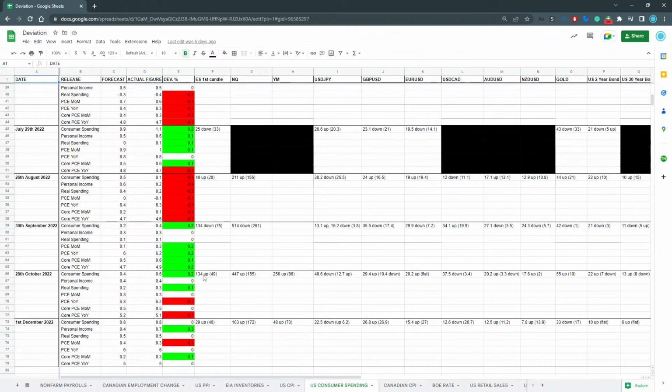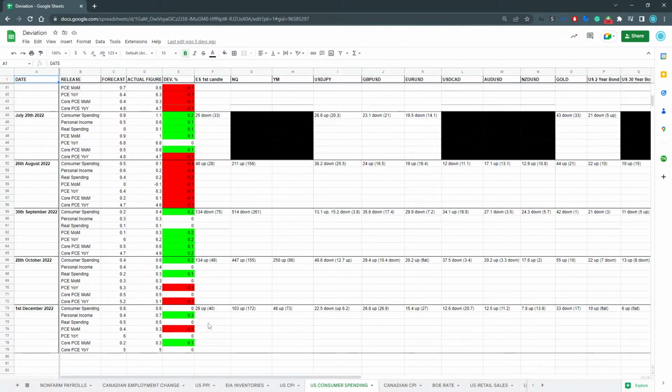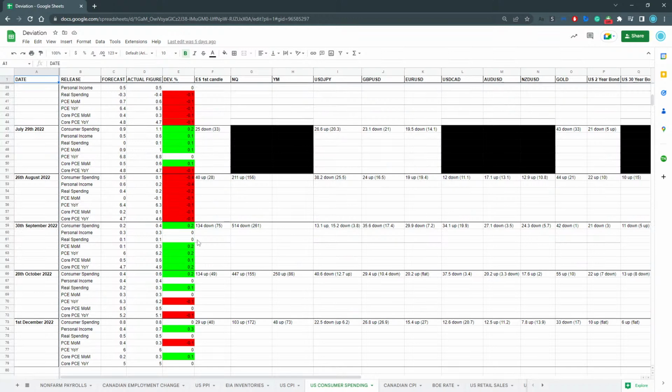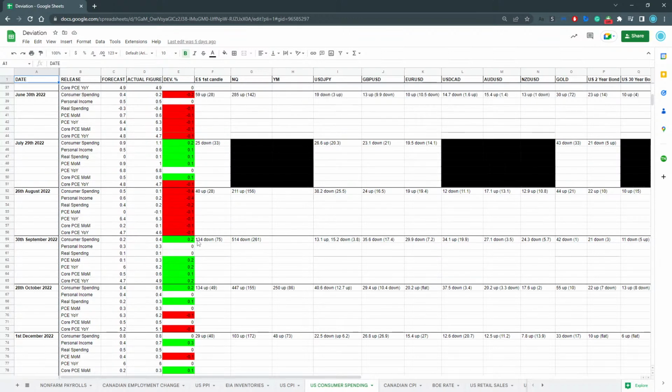So this is what I want to show here. When you have more of a mixed picture, or mixed bag, well, actually, let me start off with when you get a clear one direction. When you get one clear direction of the data going one way, you tend to get a stronger reaction from the markets.